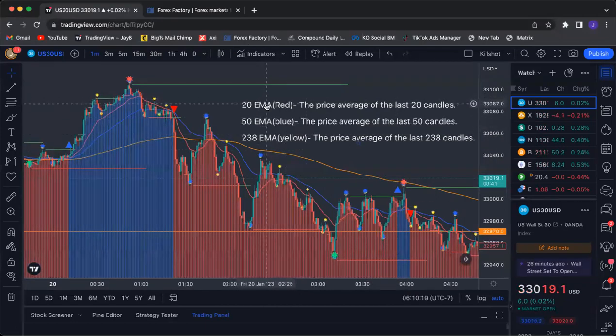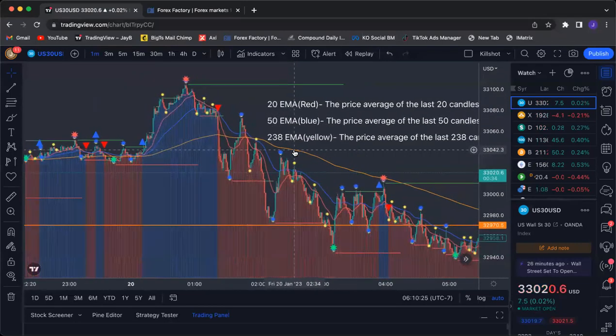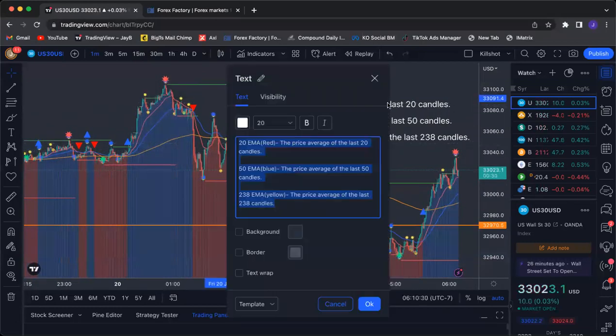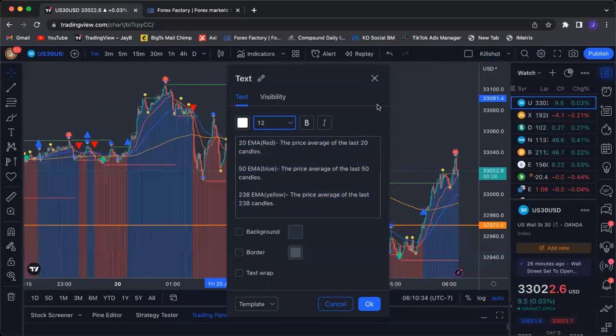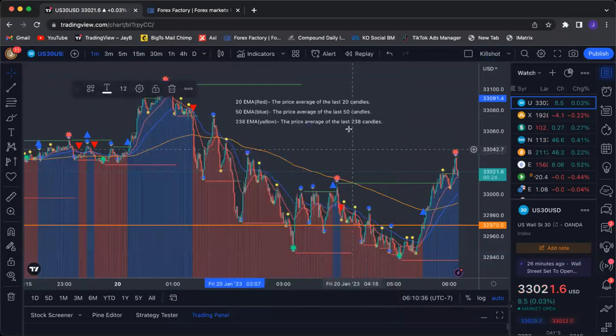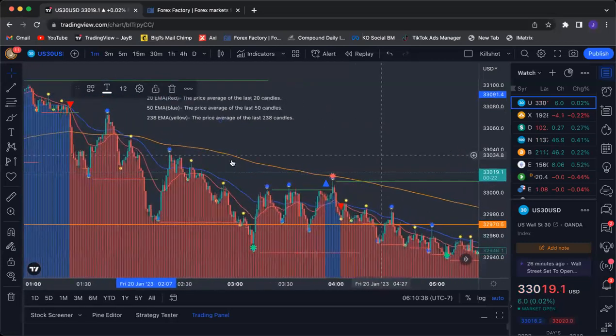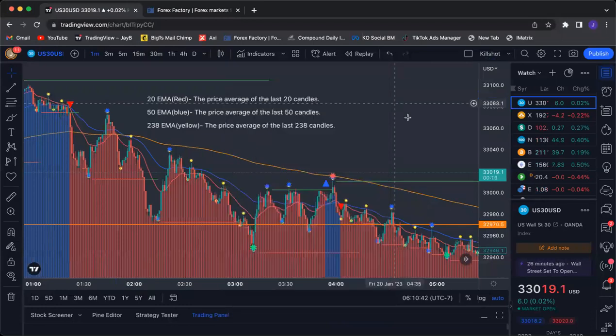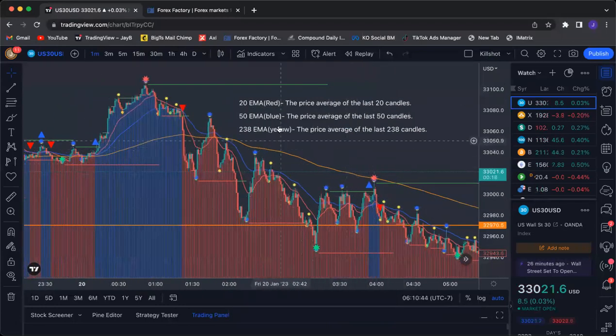Okay, so we've got our 20, we've got our 50, and our 238. These are the 3 EMAs that we use here. The 20 is the price average. It's just a little bit too big, so make it a little bit smaller, so the screen is a little better.